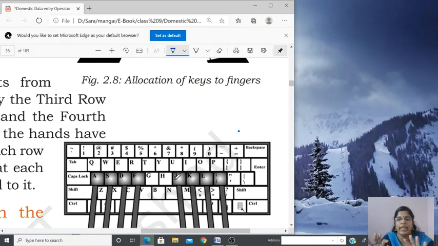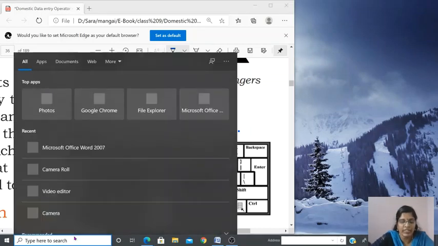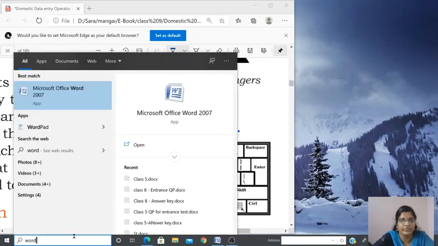So you have to do like this. One, one, two, three, four. Then for G, you have to use the index finger. So for F and G, use the index finger. And on the right side also, J and K should be with the index finger. Okay, so I'll type it over here. You can see. So let me take a Word document.